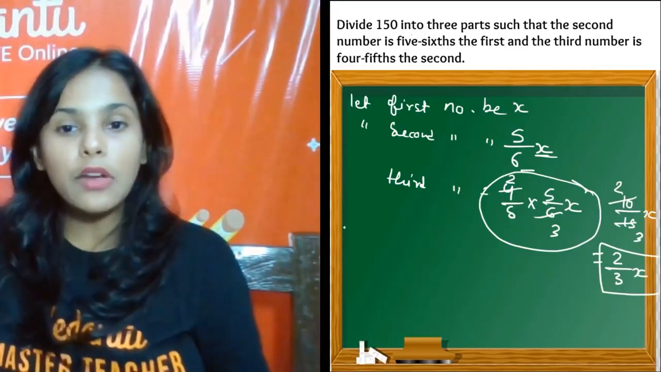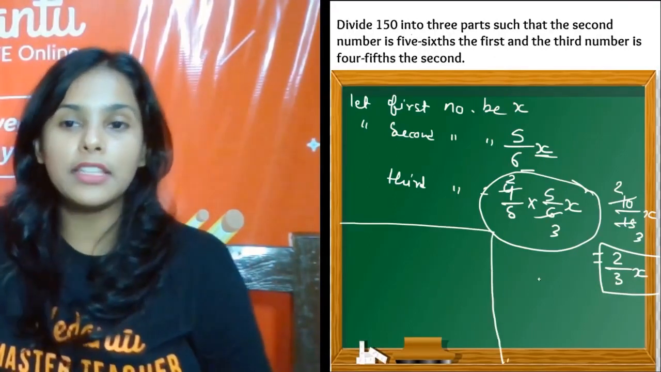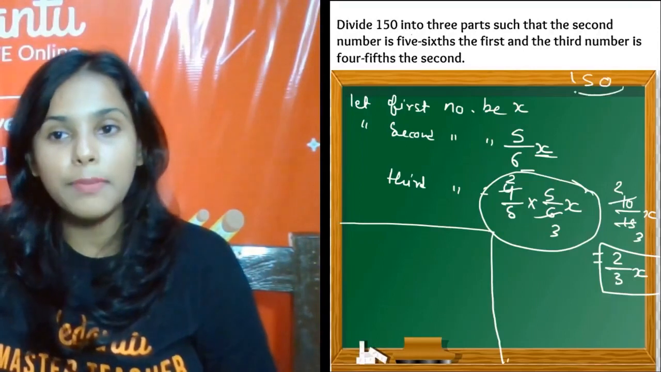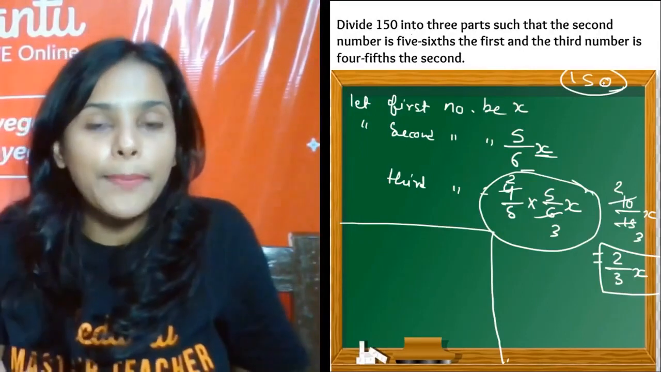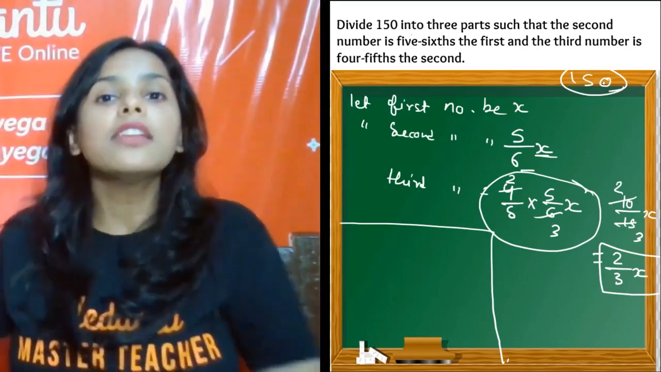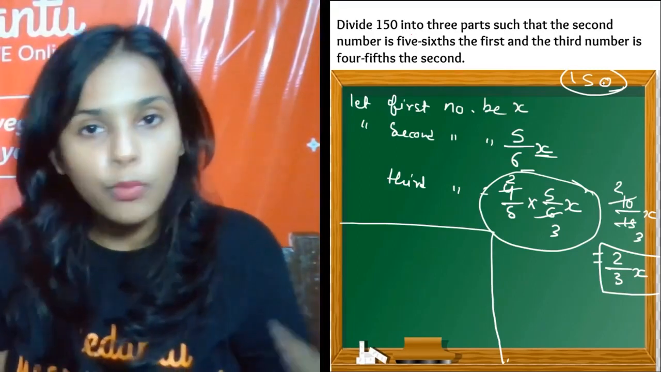Right? Now if you have got all the 3 numbers, जो आपने 150 को 3 पार्ट्स में डिवाइड किया था, वो था x, 5 by 6 x और थर्ड पार्ट हो गया 2 by 3 x. अगेन इनको जोड़ दो तो क्या बन जाएगा, 150.